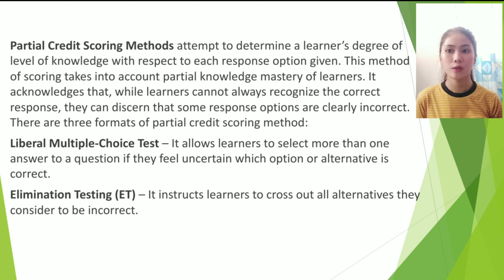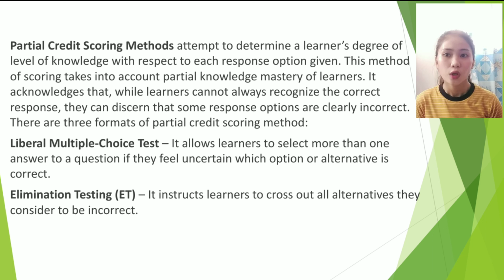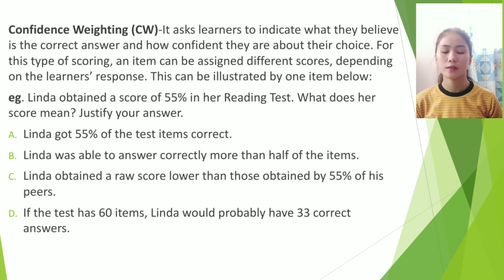Dito naman, pwedeng pumili ang mga students ng higit sa isang sagot sa isang tanong kung sa tingin nila ay hindi sigurado kung aling option o alternatibo ang tama. Number 2, elimination testing. Dito naman, i-cross out nila yung mga sa tingin nila ay maling sagot. Okay, the third is confidence weighting. It asks learners to indicate what they believe is the correct answer and how confident they are about their choice.